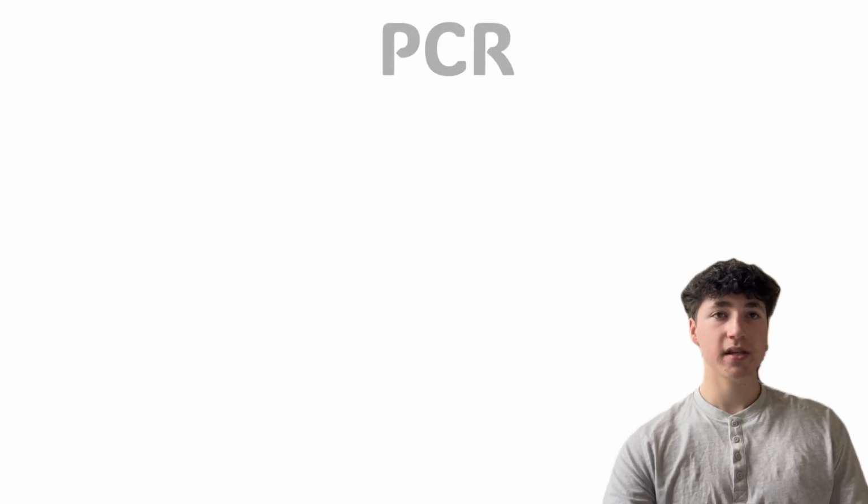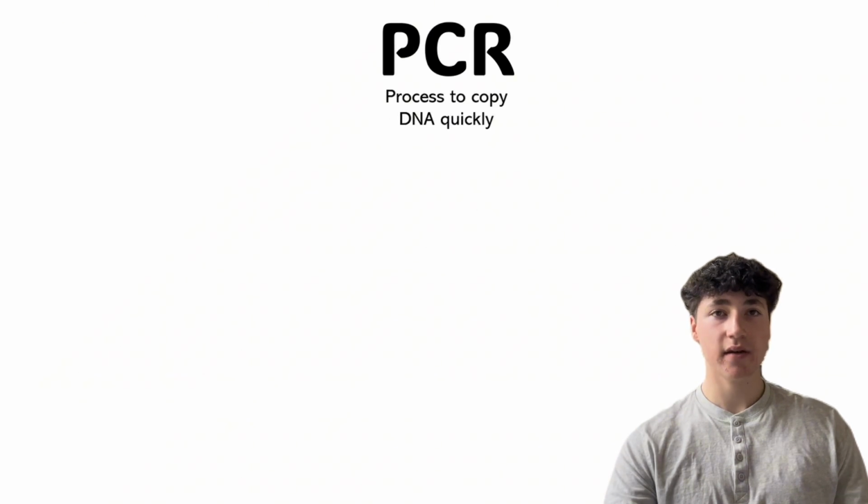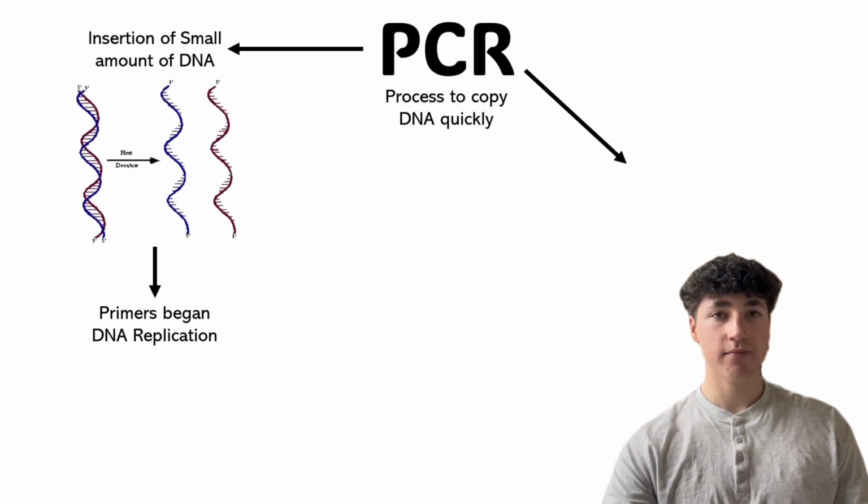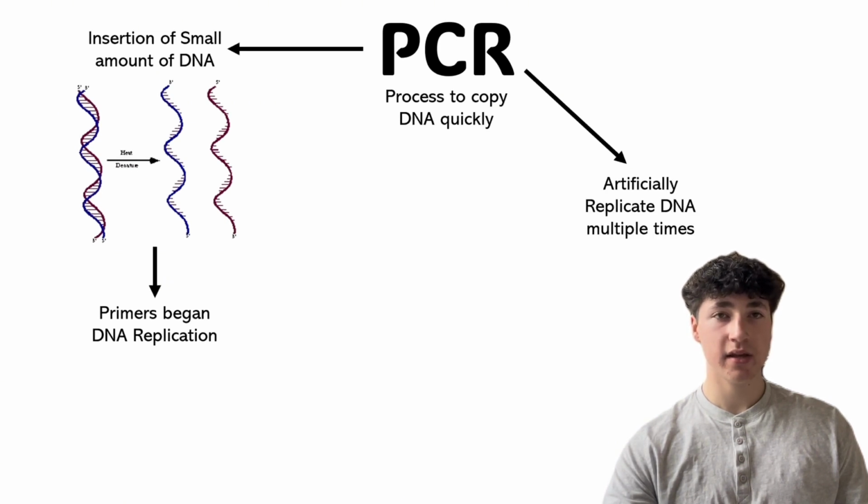PCR. This is a copying process of DNA quickly without using live cells. It can start with the insertion of a small amount of DNA. The machine will heat up, causing the double-stranded DNA you inserted to split into two strands. After this, primers in the environment will begin the DNA replication process, with DNA polymerase III following behind it. Essentially, PCRs are going to artificially replicate DNA multiple times. It can be used to amplify samples of DNA and to allow scientists to run tests risk-free without damaging the little amount of sample they have.